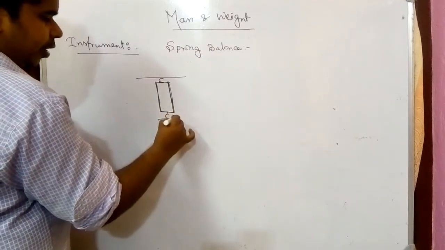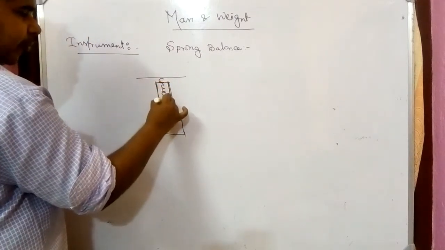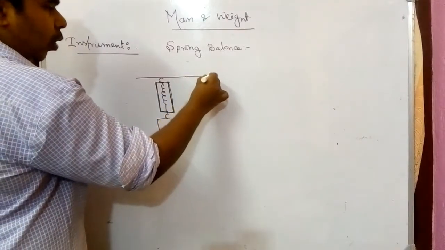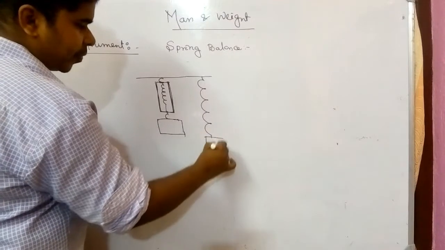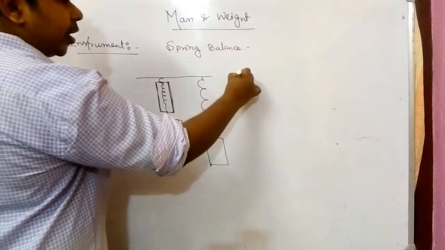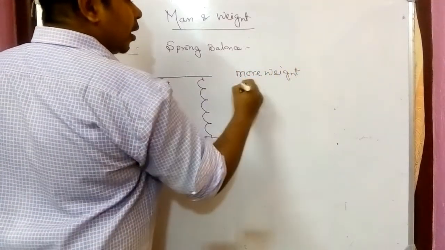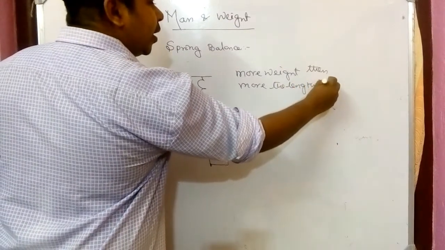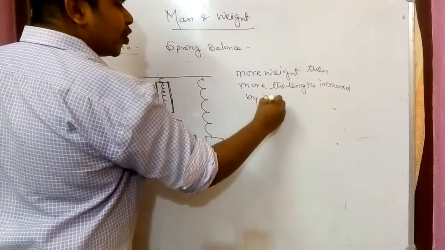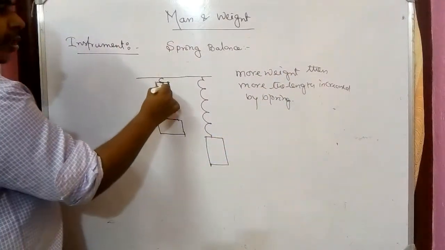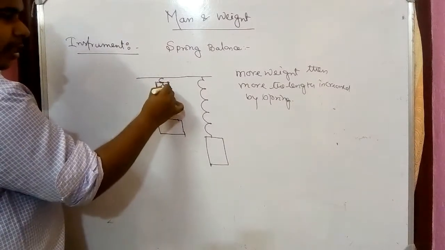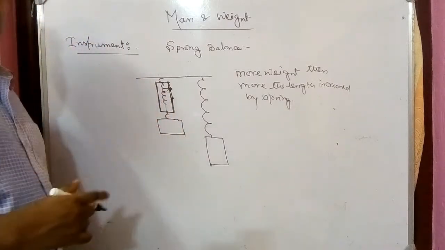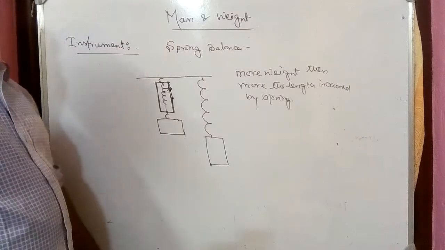If we hang a weight here, what will happen, you know? Inside it there is a spring. So if you keep a weight here, that will extend the spring, so the length of the spring is increased. The more weight you keep, the more the length is increased by the spring. And with the spring, one pointer is connected. As it comes downward, some values are written there. When it settles at a certain value, we can say that will be the weight of the substance.